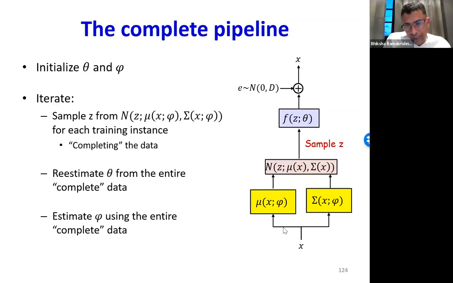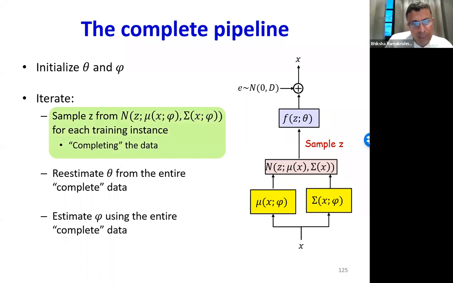So here is the overall process. For each training data instance X, I'm going to find the mu and sigma such that this Gaussian most closely approximates the posterior probability of Z given X. Then I'm going to sample from that and use those samples along with this X to estimate theta. And I already know if I have Z and if I have X, I can estimate theta.